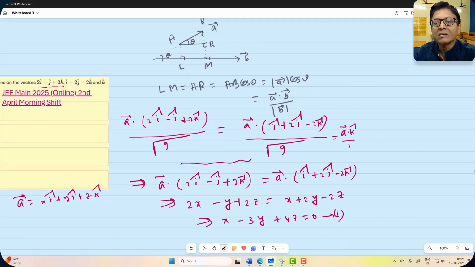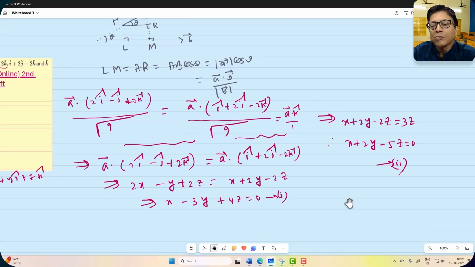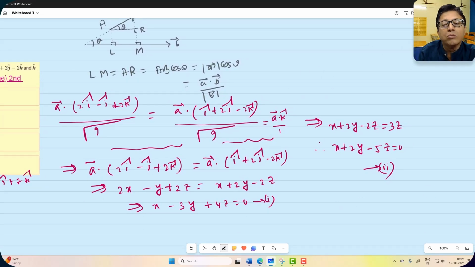And from the next condition, if you put it here, these two will give you A dot (i plus 2j minus 2k), which you already found, x plus 2y minus 2z, equal to 3 into A dot k, which is going to be z. So therefore, x plus 2y minus 5z equal to 0. Okay? I wanted to do this sum with the help of dot product only. Now I got x, y, z in this manner.